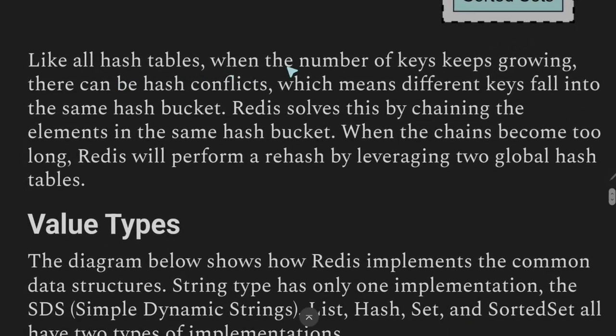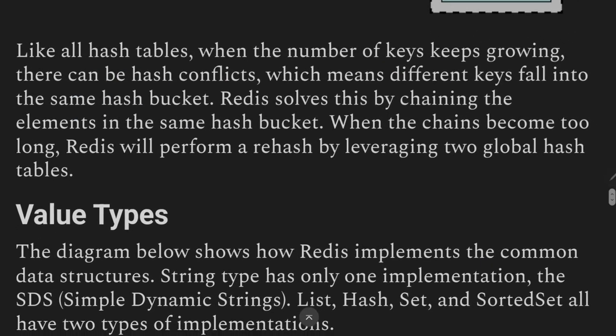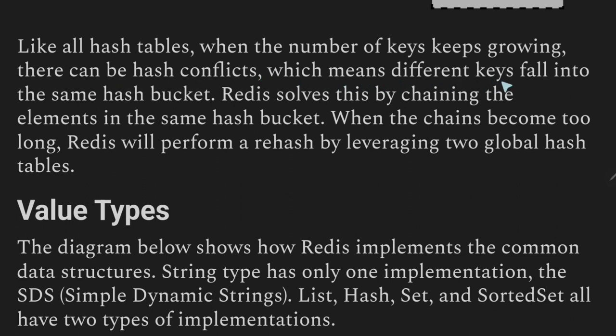Like all hash tables, when the number of keys keeps growing, there can be hash conflicts, which means different keys fall into the same hash bucket. Redis solves this by chaining the elements in the same hash buckets. Always we get to the basics. I mean, no one reinvents the wheel in a big way. We always get the same basics.